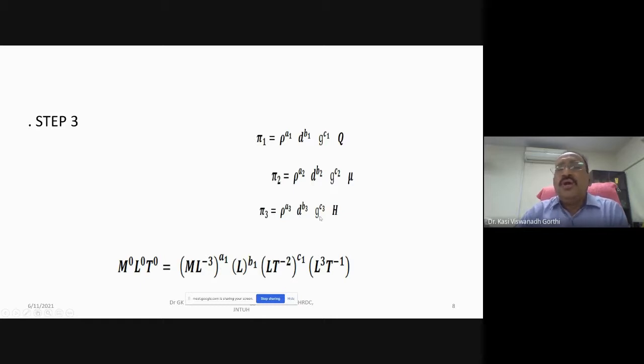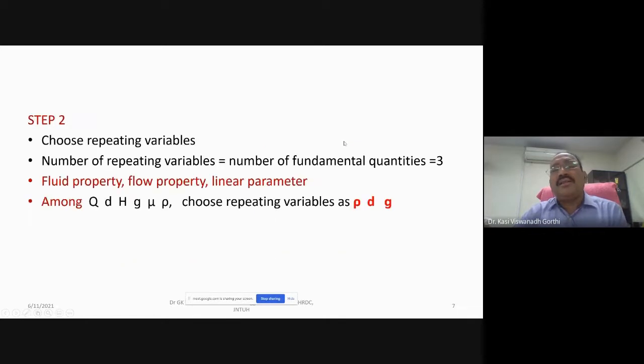They are raised to different exponent powers like a1, b1, c1, a2, b2, c2, a3, b3, c3, and then multiplied with one of the remaining variables. Your total 6 variables are there, of which rho, D, g have been taken out. So what else is left now?